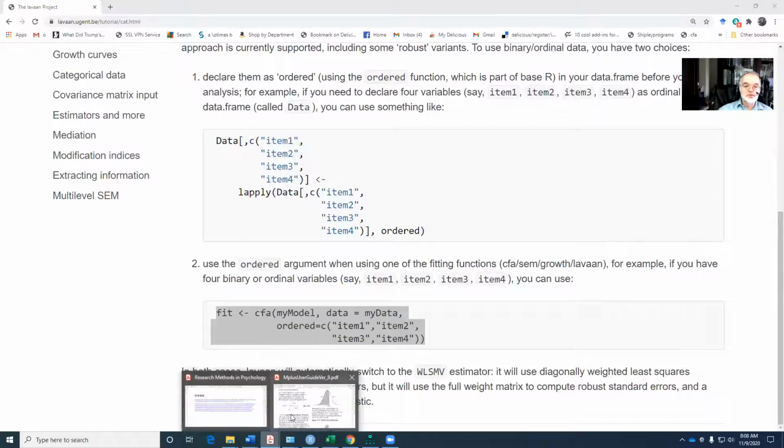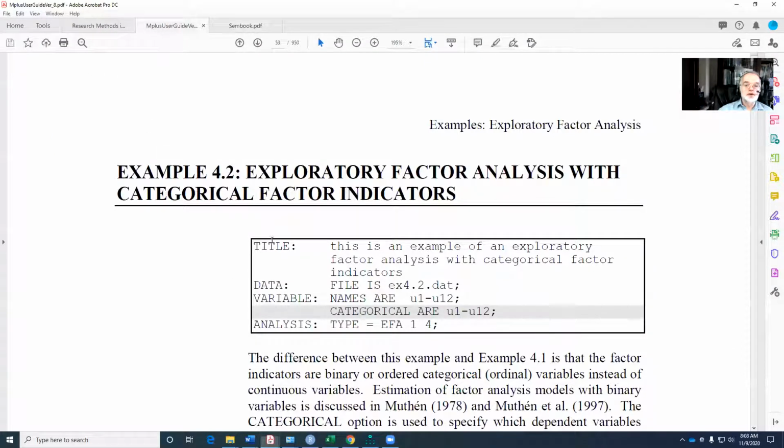Similarly, if you're playing with M+, that's also pretty easy. You can come back into a program. So for example, if you're doing an exploratory factor analysis, you have the names of the variables in your study, and then you add underneath that a line that says, oh, and here are the variables that are categorical. And across both of those platforms, it doesn't matter. Some of these can be continuous, some of them can be categorical, you can mix them up.